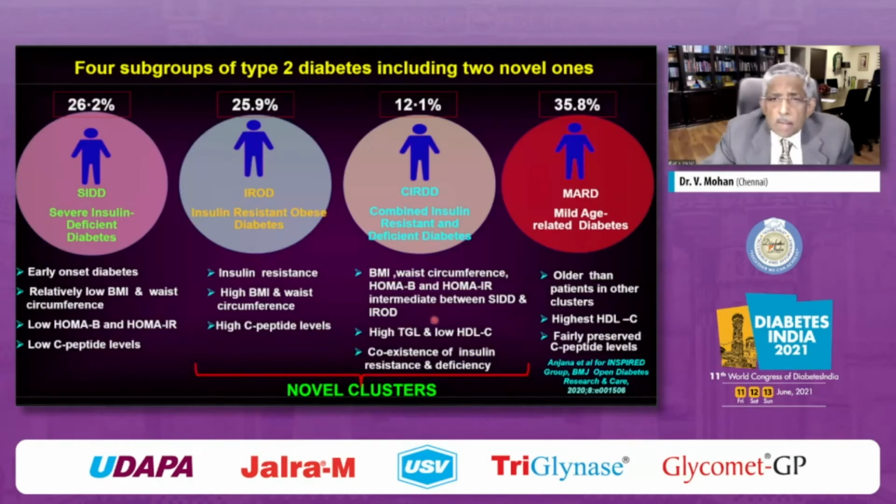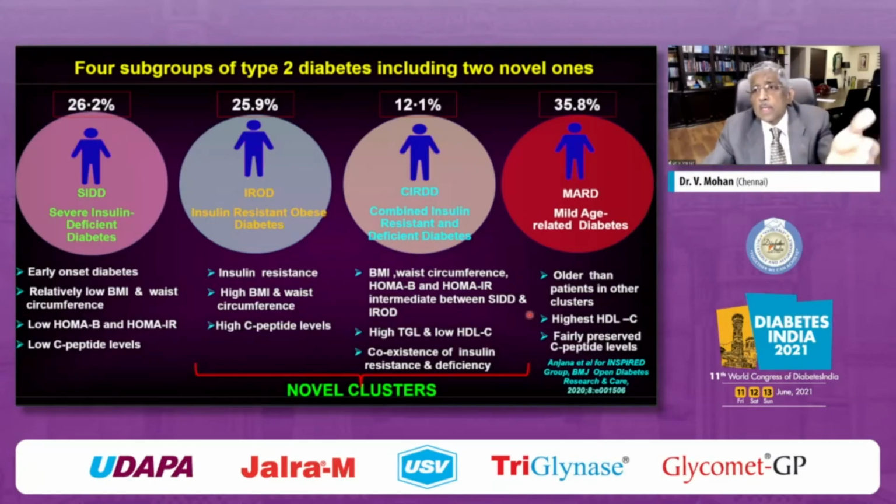Now, what did we find? We found that the first variety, the SID variety, was quite similar to what they described in Scandinavia. The severe insulin deficient. They're thin, they are insulin deficient, and they don't have much insulin resistance. The other variety, the MARD variety, was also similar, except that the MARD that they describe is 67 years, our MARD is 50 years. So there again, there's a big difference.